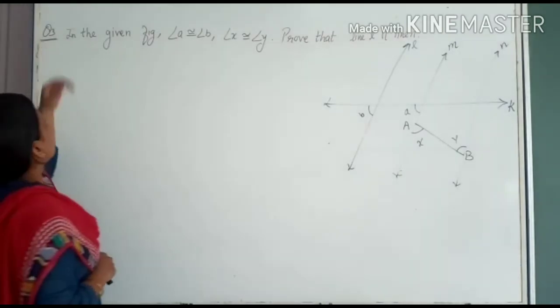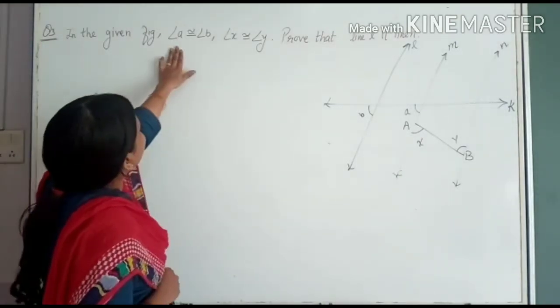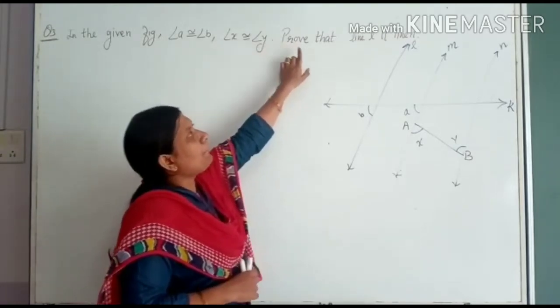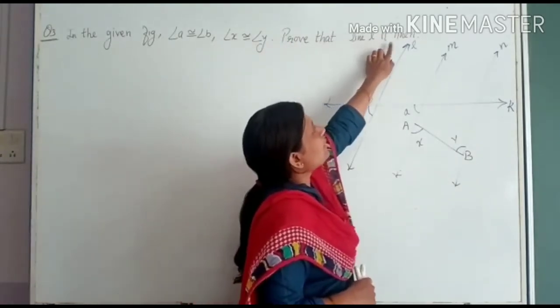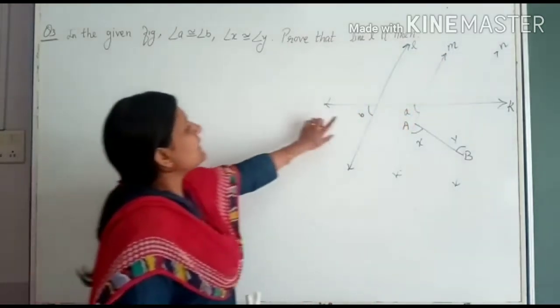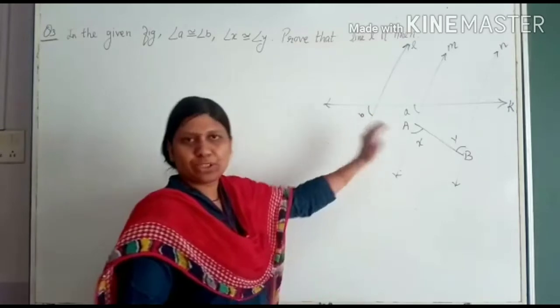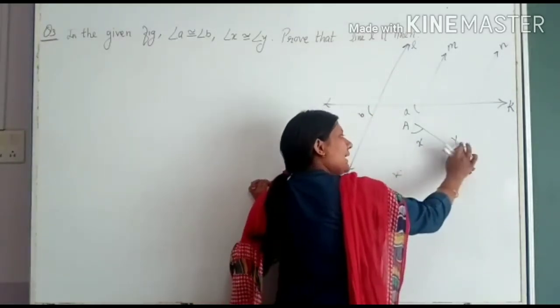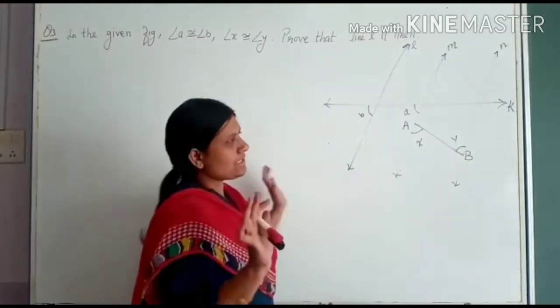Question number 3. In the given figure, angle A is congruent to angle B, angle X is congruent to angle Y. Prove that line L is parallel to line M. Question is clear. What is given to us? Angle B and angle A are congruent to each other, and angle X and angle Y are congruent to each other. That much is given to us.